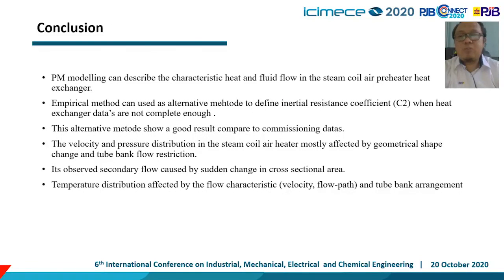So the conclusion of this study is that porous medium modeling can describe the characteristic of heat and fluid flow in the steam coil air preheater, and the empirical method can be used as an alternative method to define the inertial resistance coefficient when heat exchanger data are not complete enough. And this alternative method shows a good result compared to commissioning data, and the velocity and pressure distribution in the steam coil air heater are mostly affected by geometrical shape change and tube bank flow restriction. Secondary flow is observed, caused by sudden change in cross-sectional area, and temperature distribution is affected by flow characteristic and tube bank arrangement.